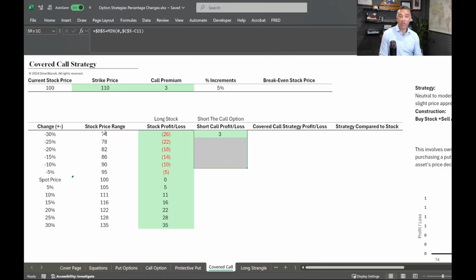So if we're out of the money, we're making the $3, as you can see. And if we're in the money, we owe. That's going to mirror the purchaser of the call. We're going to owe money if it goes up.